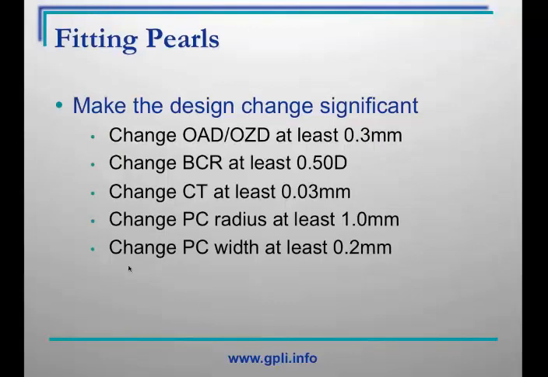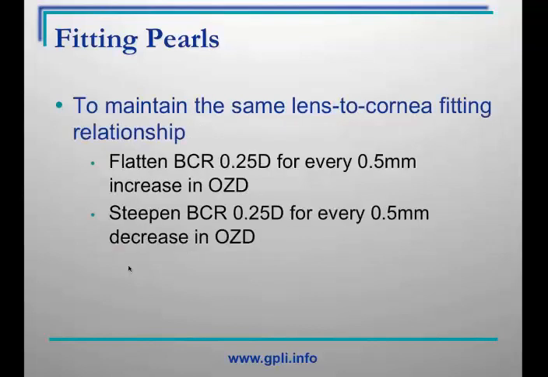It's always important that when you make a lens design change, make it a significant one. Change the diameter or optical zone by at least 0.3 of a millimeter. Change the base curve by at least a half diopter. Change center thickness at least 0.03 of a millimeter. Change the peripheral curve radius by at least 1 millimeter. Change the peripheral curve width by at least 0.2 of a millimeter.